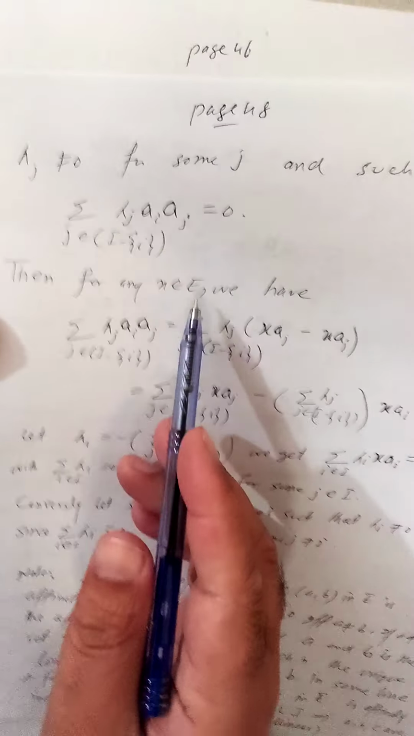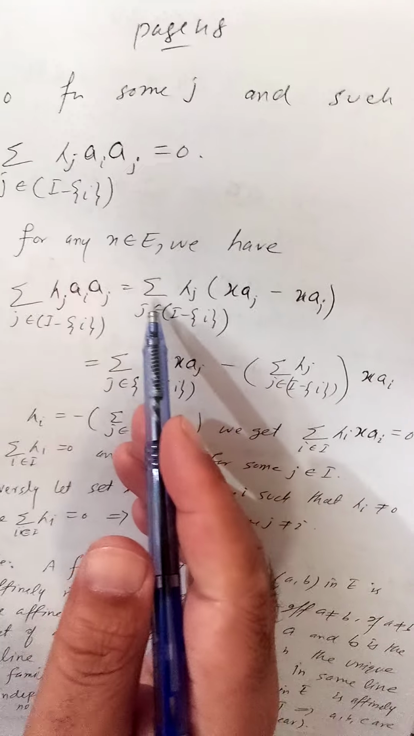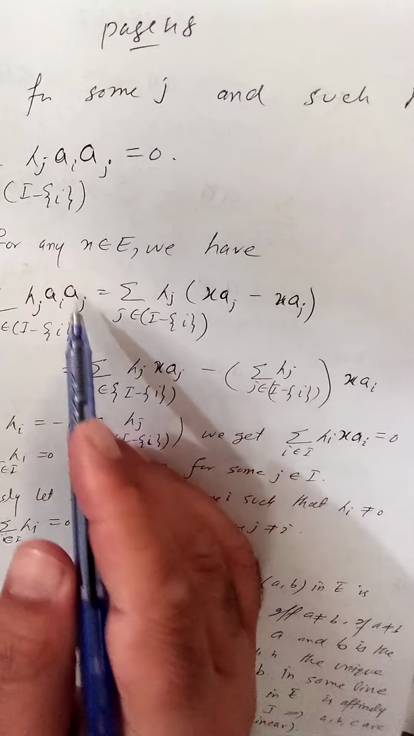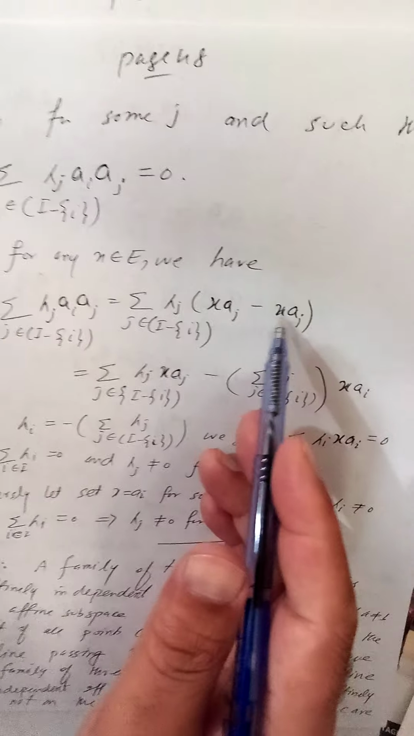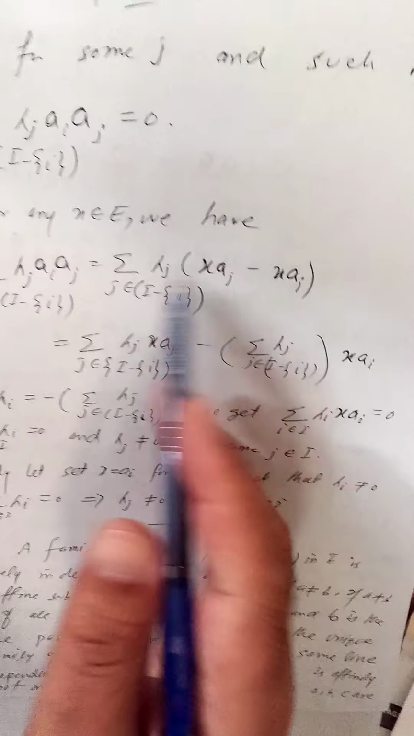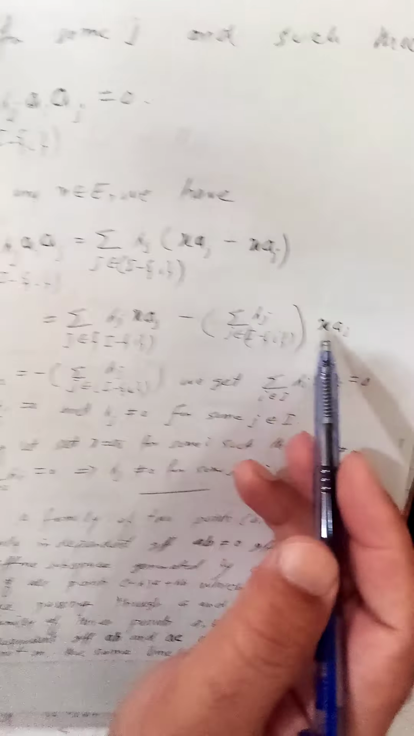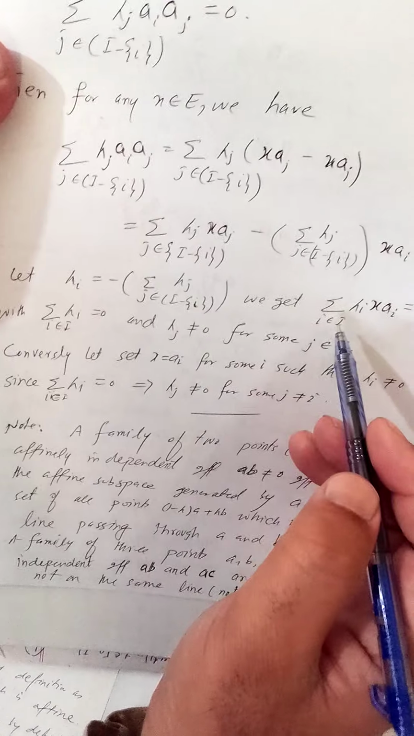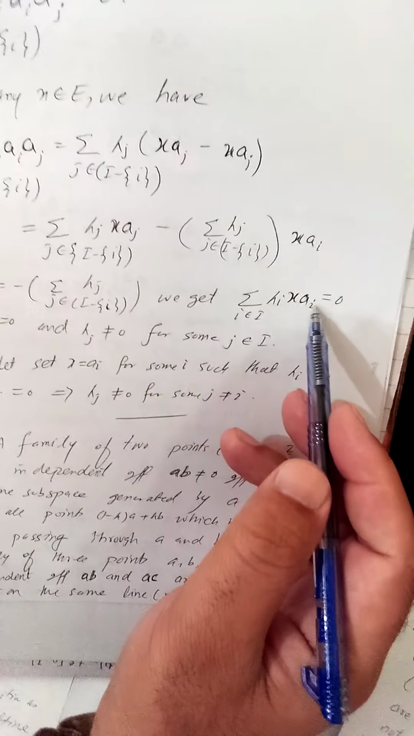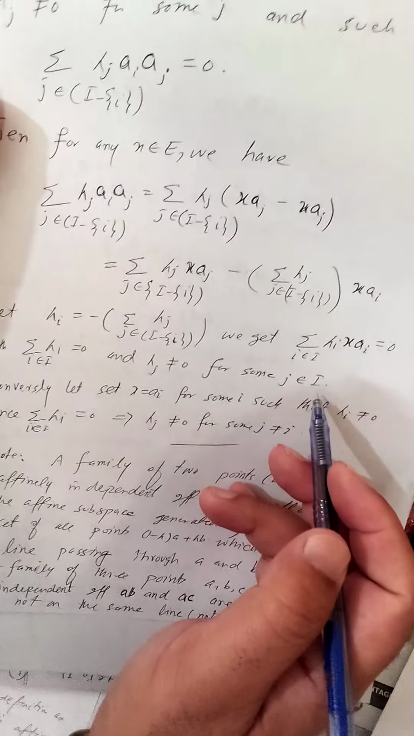Then for x belonging to E, we have the sum over j belonging to I minus {i} of lambda j a_j, which equals the sum over j belonging to I minus {i} of lambda j, which we can write as x a_j minus x a_i. If we revert, we can write this as the sum over j belonging to I minus {i} of lambda j x a_j minus the sum over j belonging to I minus {i} of lambda j x a_i. Here let lambda i be equal to this summation. We get the sum over i belonging to I of lambda i x a_i equal to 0, with the sum of lambda i equal to 0 and lambda j not equal to 0 for some j belonging to I.